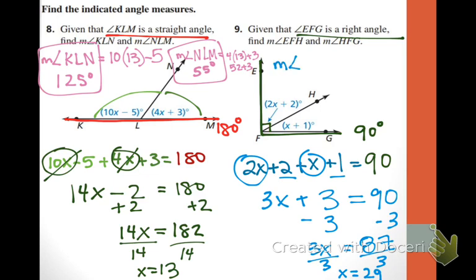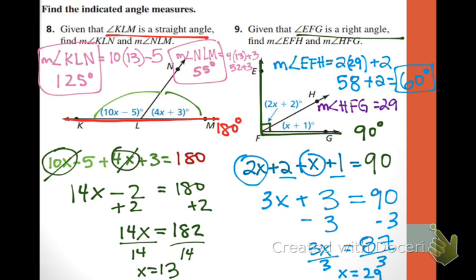So the measure of angle EFH is equal to 2 times 29 plus 2. What's 2 times 29? 58 plus 2 is 60. So realistically, using Bruce's method, which is a good one, what should the other one come out to? It should come out to 30. Let's just check. We got the measure of angle HFG. Plug in 29. 29 plus 1 is 30. So perfect. They do add up to 90. We did a good job.